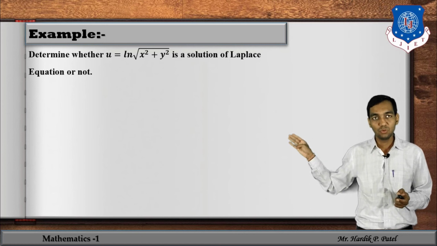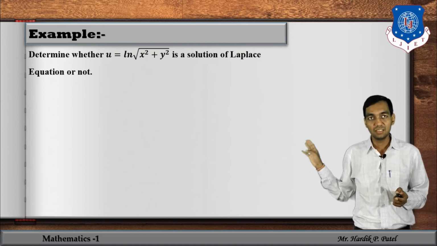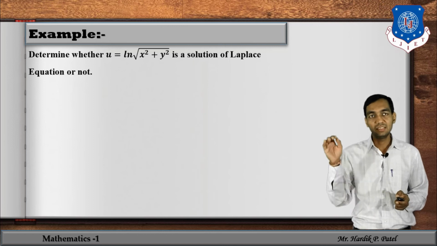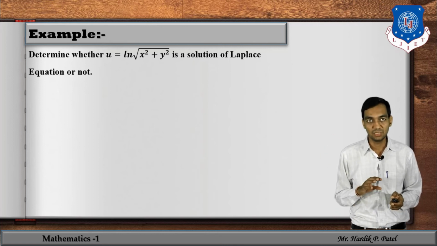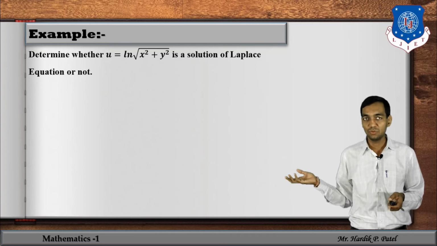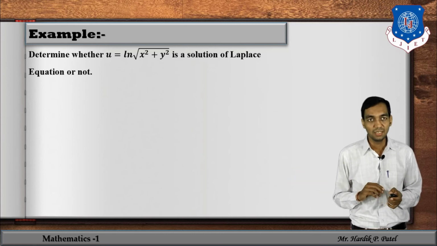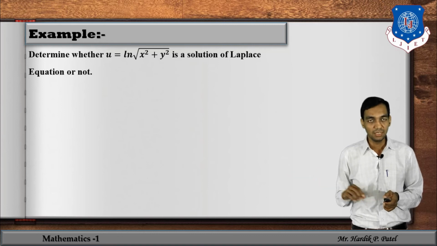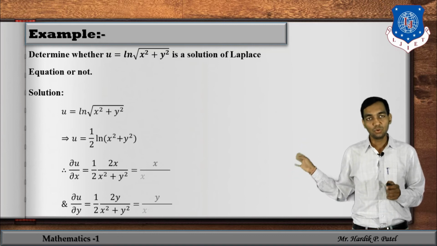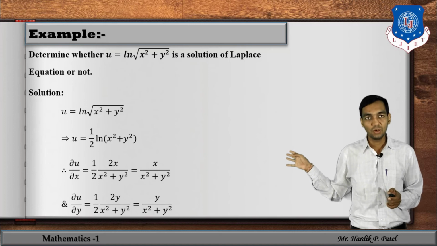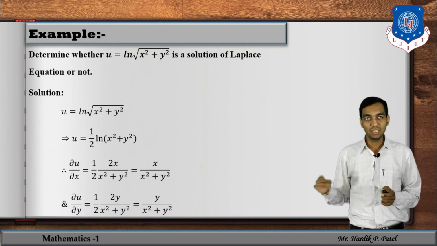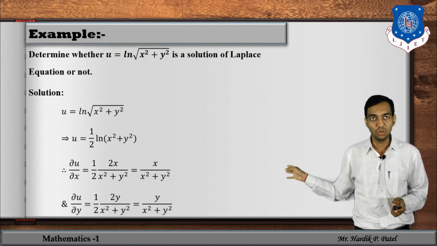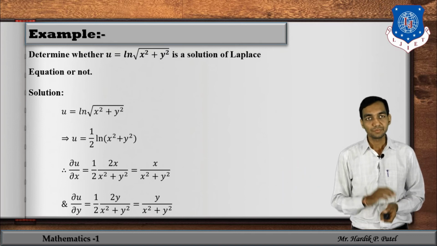So that means you have to prove del square u by del x square plus del square u by del y square is equal to 0. If it is 0, then this function satisfies the Laplace equation, and if it is non-zero, then your function does not satisfy the Laplace equation. So u is equal to log of under root of x square plus y square. That means you can use the properties of log, and 1 by 2 will be a multiplier of log. So u can be written in a simple form as 1 by 2 of log of x square plus y square.